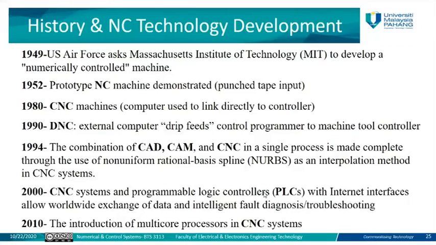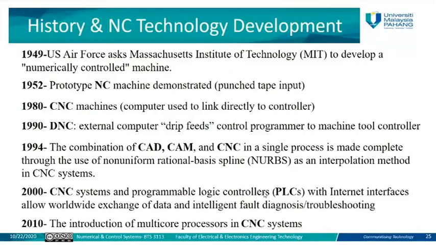So the Air Force asked the MIT institute to develop a machine which can be controlled by using numbers, numerical control. Then the first prototype of a numerical control machine was demonstrated in 1952. They gave it to the US Air Force to check these machines. Maybe this machine later on would be used to produce some weapons, vehicles, or any other type of product. But this was the starting point.